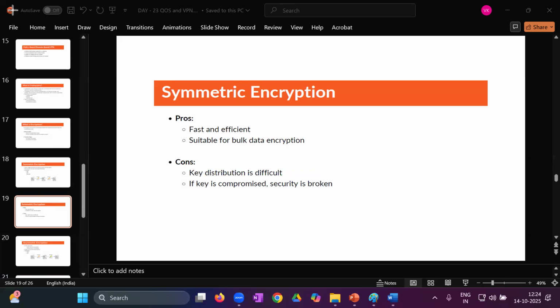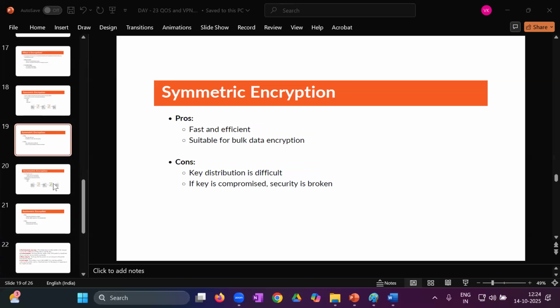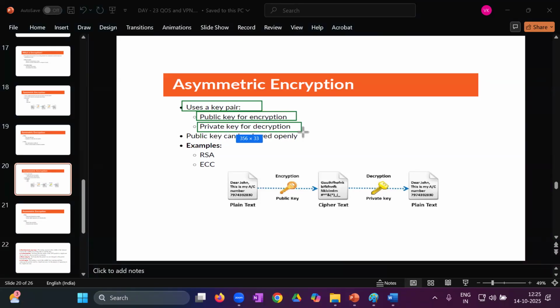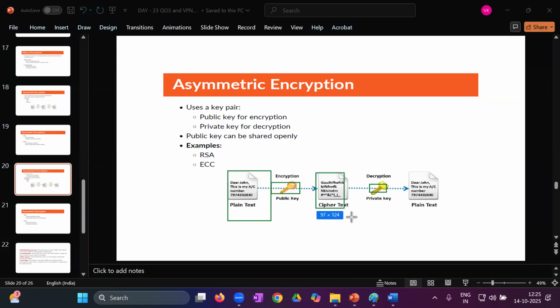Then we have one more, asymmetric encryption. It uses a pair of keys. One is a public key for encryption and one is a private key for decryption. The public key can be shared openly. And in this case, if you see here, this is encryption with one public key, and this is decryption with one private key. So here we have a plain text, encrypted ciphertext. Again, we got the plain text.